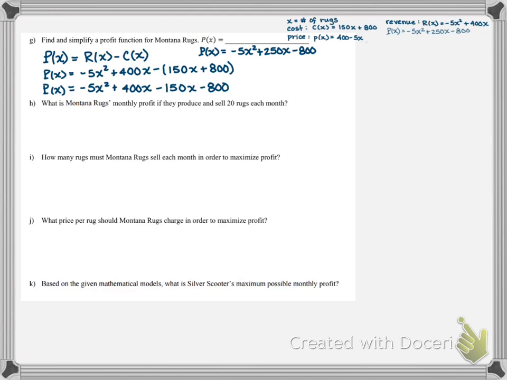Yeah, my profit, right? Capital P of X. So my profit function. So P of 20, right, is negative 5 times 20 squared plus 250 times 20 minus 800, which gives me what? 2,200.